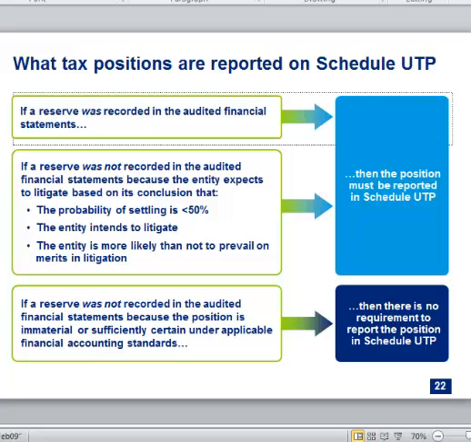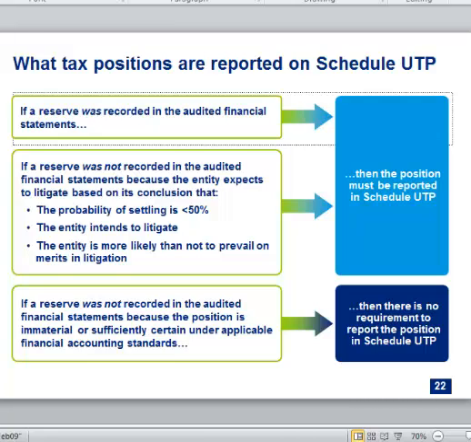So there are two types of positions that go on a Schedule UTP. The first is a reserve in your audited financial statements. So if you book a reserve for R&D credits, you fill out the form, you put that you took a position under Section 41 of the Code, which covers R&D credits. You check a box as to whether it's a permanent issue or a temporary issue. So a credit would be permanent, so you check permanent. And then for positions that are more than 10% of your total reserves, you have to check another box that says it's a major position.